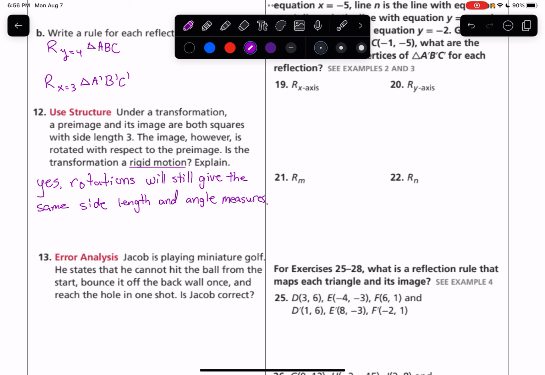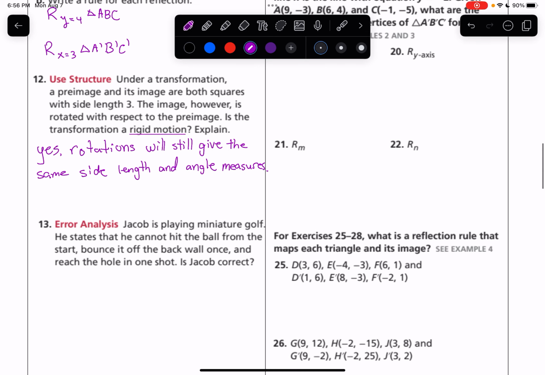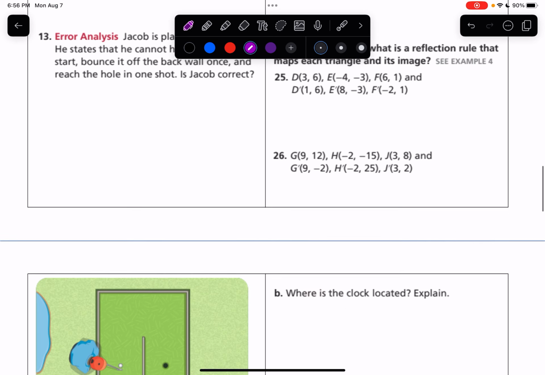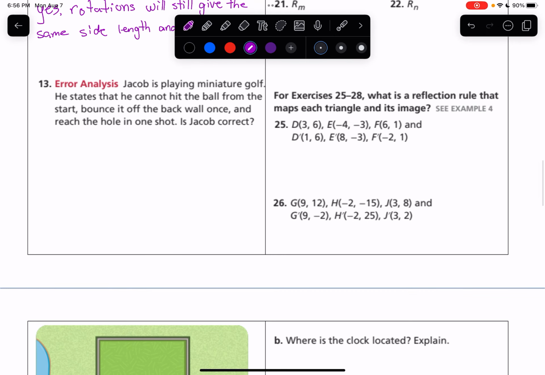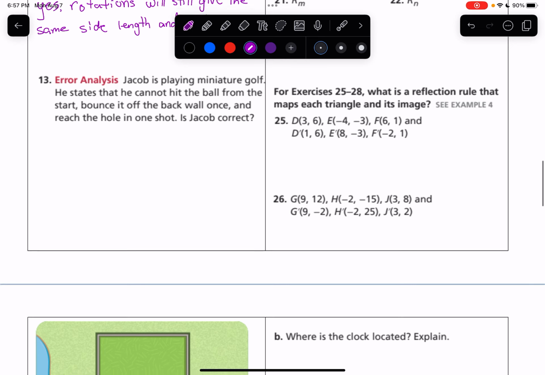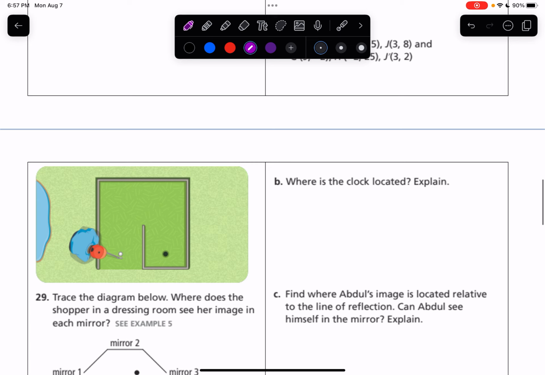All right. Number 13, Jacob is playing miniature golf. Oh, where is this? This picture is down here, sorry. He states that he cannot hit the ball from the start, bounce it off the back wall once, and reach the hole in one shot. Is he correct? We can probably make this happen. Let's see. So he wants to hit the ball once, bounce it off the back wall, and make the shot.